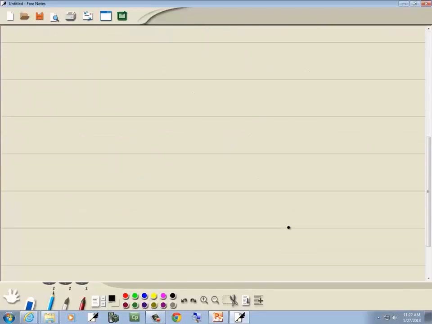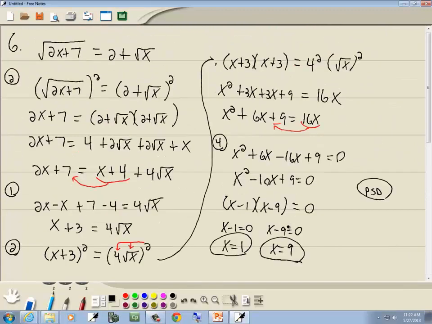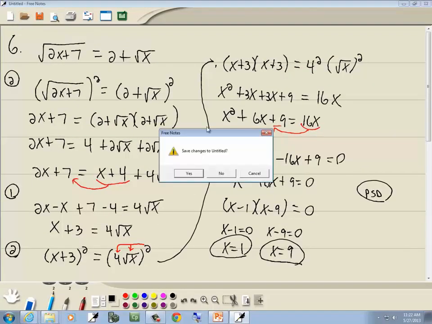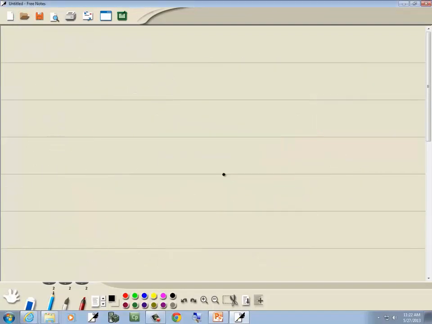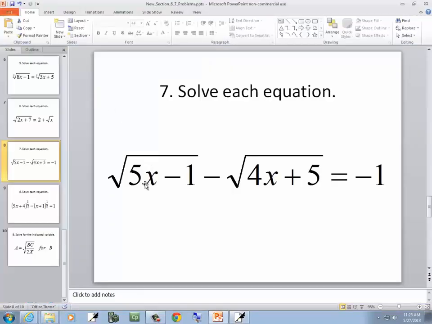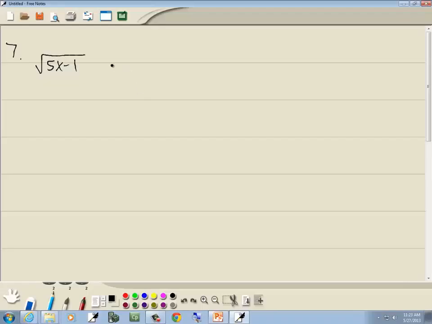Do I got room? I probably do, but let me start a new page just to be on the safe side. Some of these problems get kind of long, especially when you got two radicals like this, and you got different numbers in front of your x's.